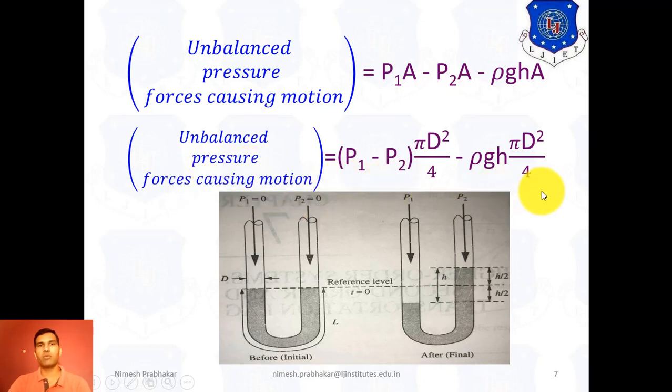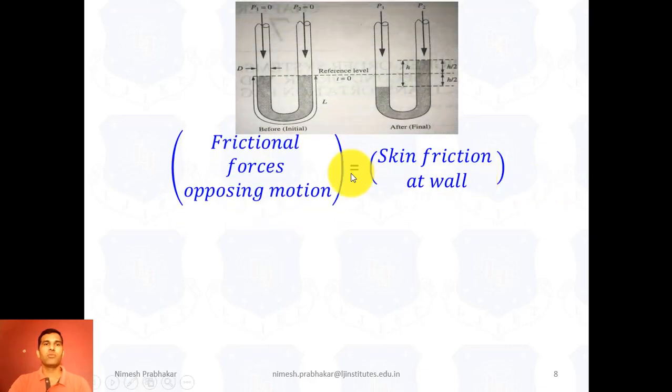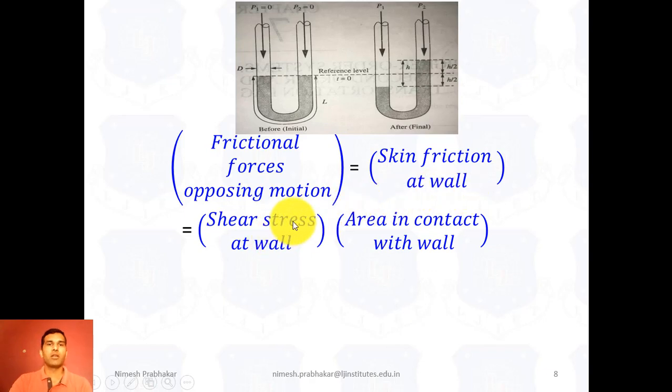And now next we find the frictional force opposing motion. This frictional force is equal to the skin friction at the wall. This skin friction at the wall is nothing but the multiplication of shear stress at the wall and the area in contact with the wall. So the shear stress at the wall and the area in contact with the wall we can write in mathematical terms.